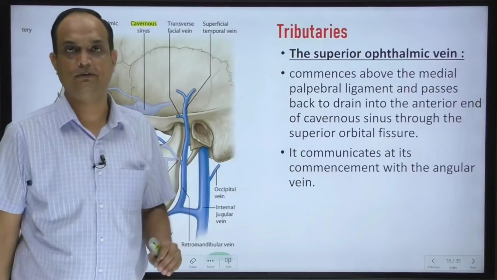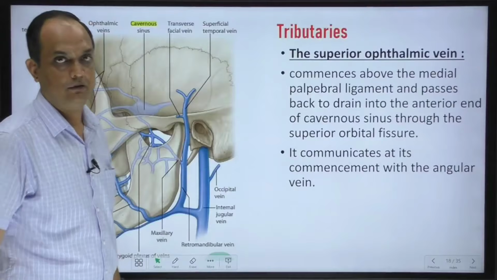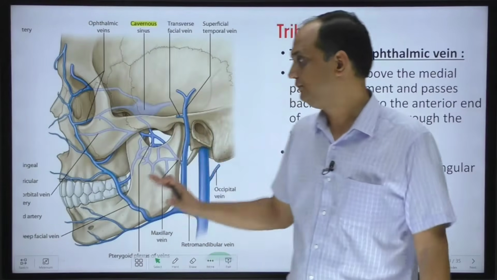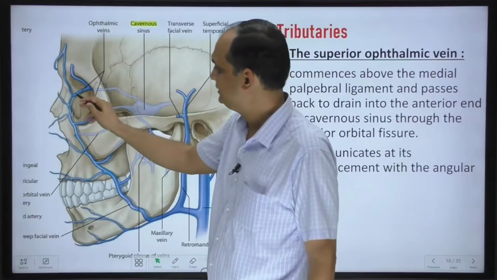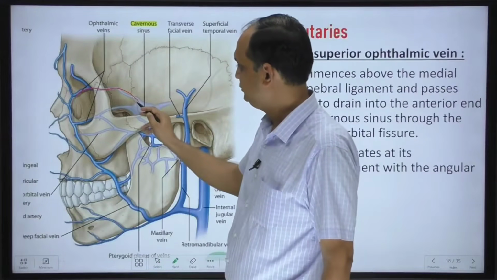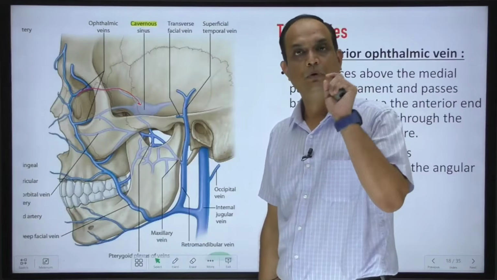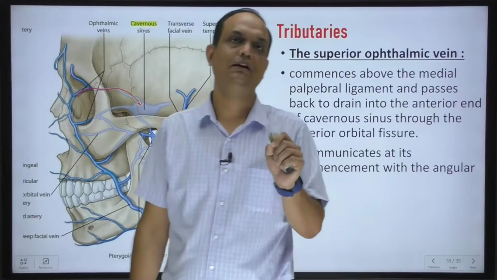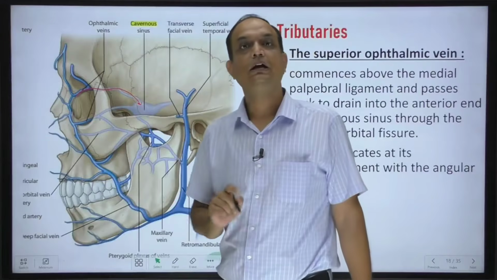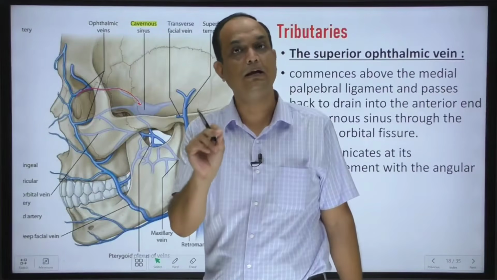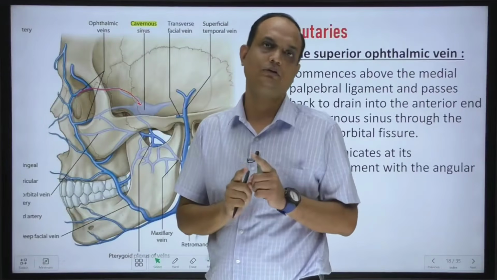Now we will discuss one by one, a brief about these tributaries. So first is superior ophthalmic vein. Now when you see the diagram of this side of the face, what you are able to appreciate is that this is the superior ophthalmic vein. This superior ophthalmic vein is draining into the cavernous sinus, but the most important thing you have to understand is that the connection between the orbit and the middle cranial fossa is known as superior orbital fissure. What is that? Superior orbital fissure. It is not inferior orbital fissure.